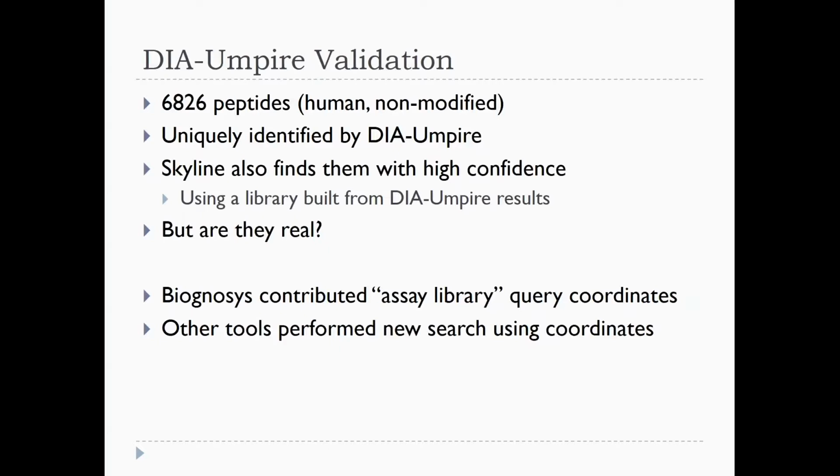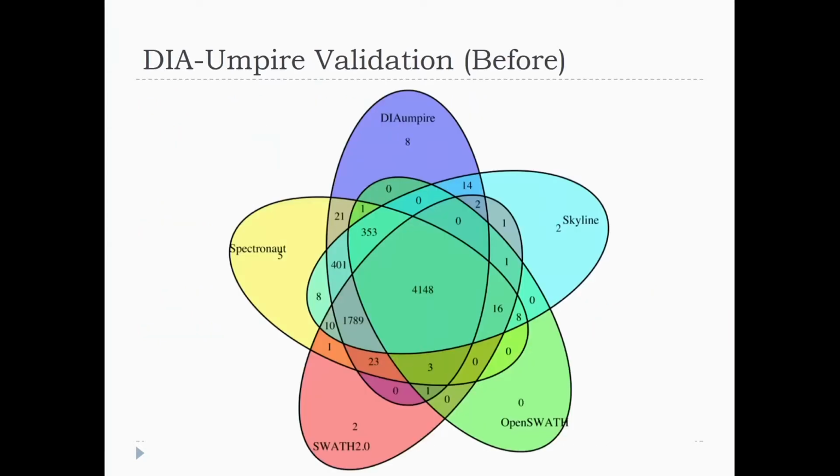But Pedro and Stefan said, yeah, but I just might be finding what they told you was there, right? So you might be overtraining. So what they did is the Biognosis guys had a library that had some query coordinates for these 6,800 peptides, and everybody queried those and said, well, can we see them, and do they end up in the same place that DIA-Umpire is saying they are? And it turned out that we really could.